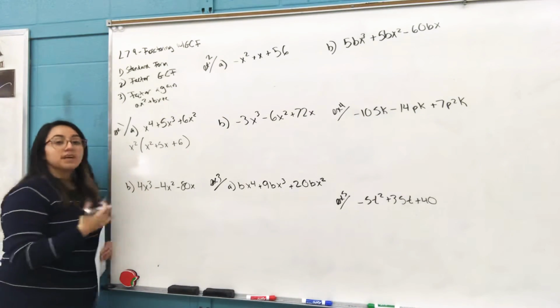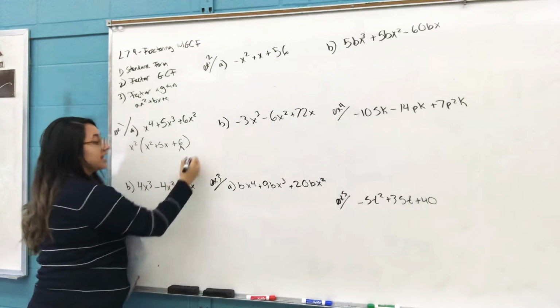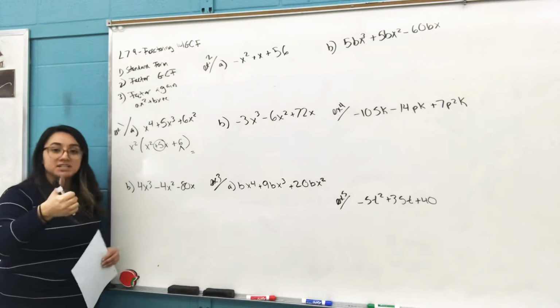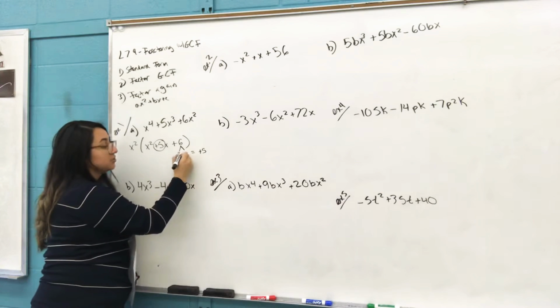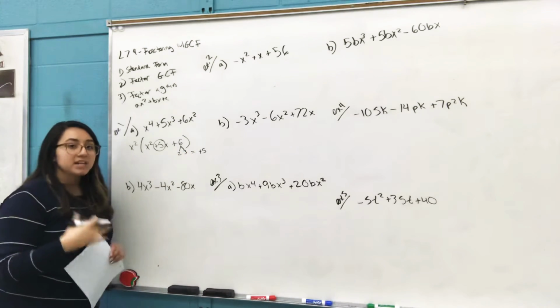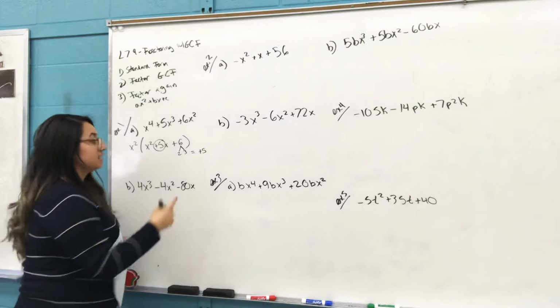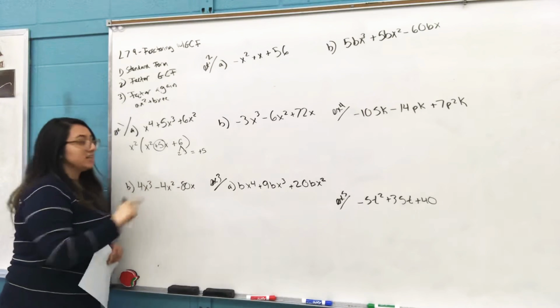This is called the trial and error factor, meaning you look for multiples of C that equal B. Factors of positive 6 that equal positive 5. And your factors would be 2 and 3. Keep in mind, some numbers have multiple factors. You don't just pick any random factor. You have to make sure the factor you pick, when you add them together, you get positive 5. And that is 2 and 3.